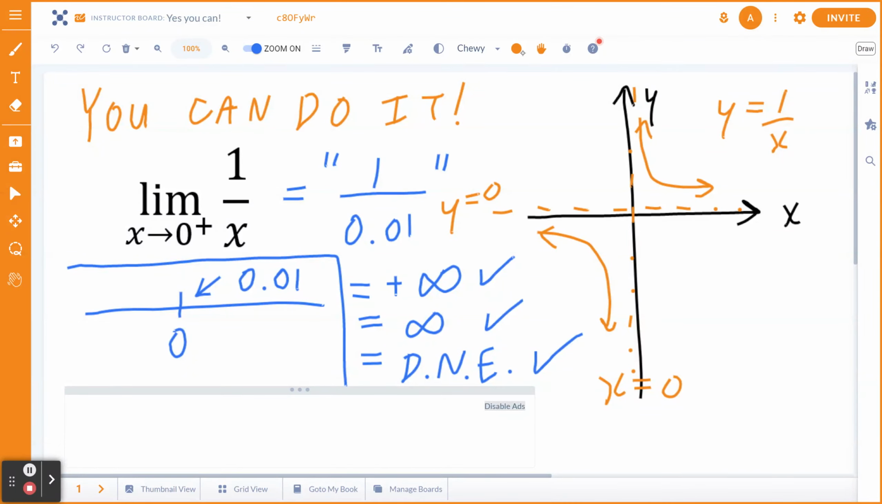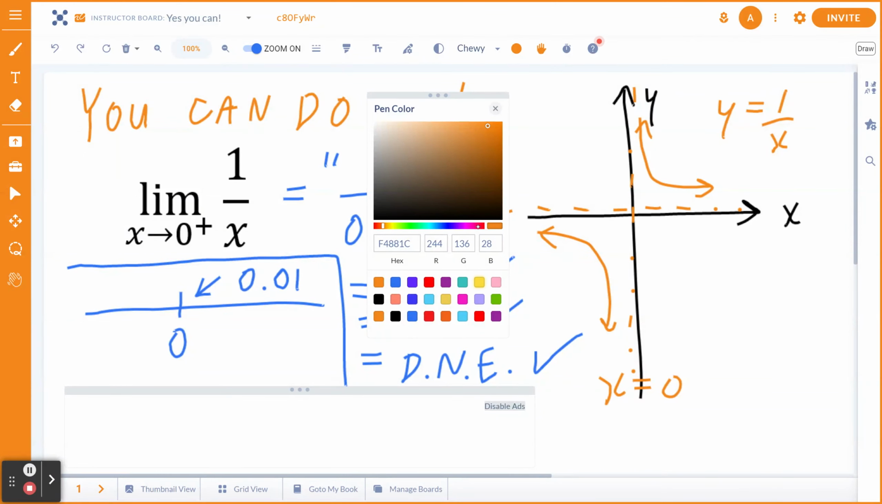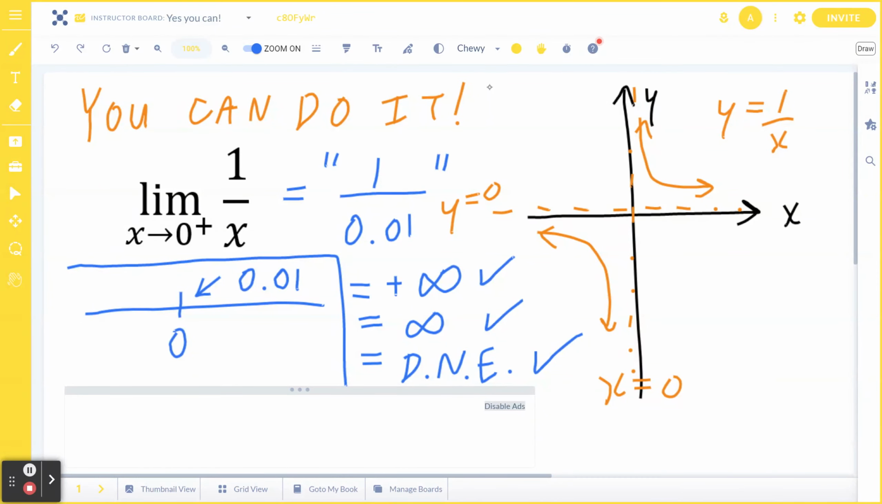And now we go back and we double check. So by double check, all I'm doing is I'm reading this question, which is the limit of this function, 1 over x, as x is approaching 0 from the positive side. And when I look at the positive side, notice the function is going up. Y is going up, which means it's positive infinity or infinity.